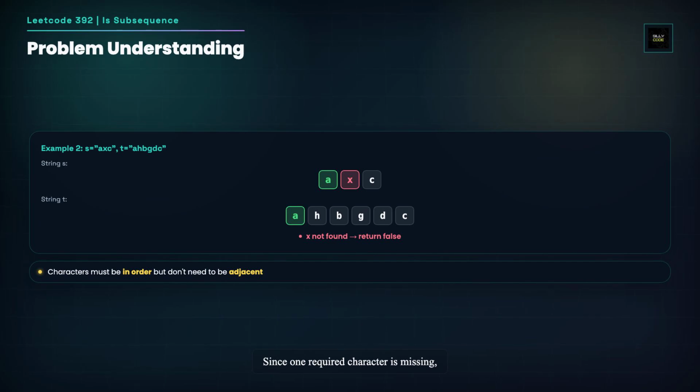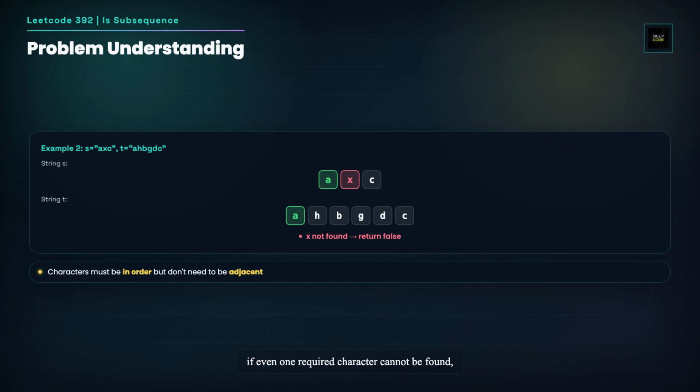Let's look at one final example. Suppose the string S is empty, and the string T is ABC. Is an empty string a subsequence? Yes. Because there are no characters to match. We've already matched everything. So the answer is true. These examples teach us three important things. First, characters must appear in the same order. Second, they do not need to be adjacent. And third, if even one required character cannot be found, the answer immediately becomes false.